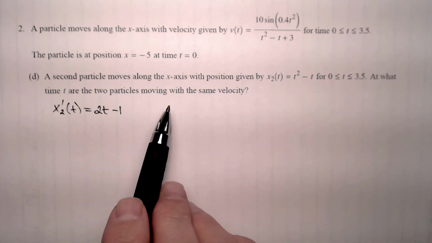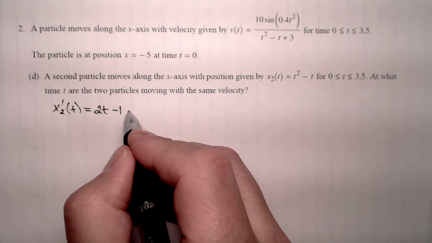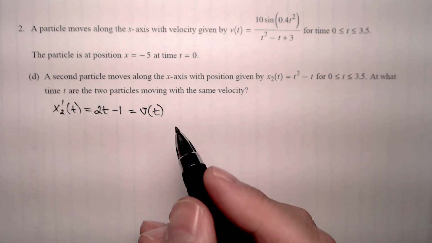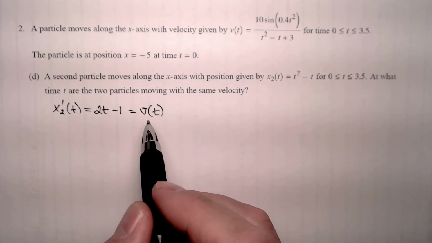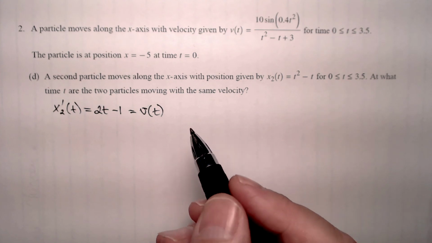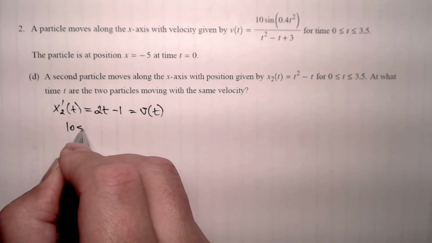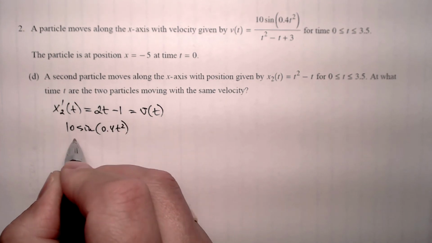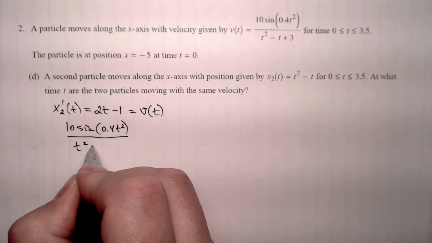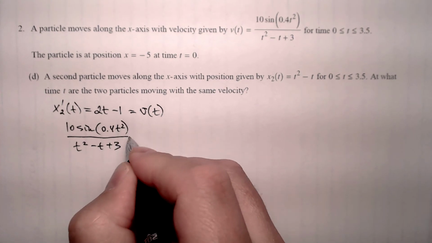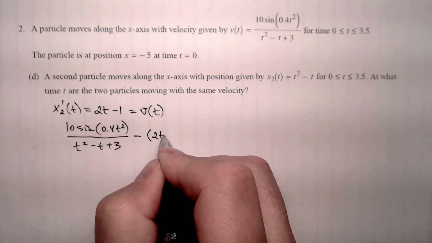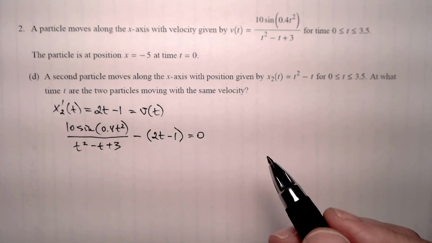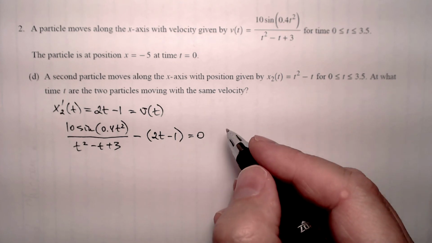And so they will have the same velocity at the time t at which this is equal to v of t. So we can find such t that this is true, or rewrite for the calculator: v of t, which is 10 sine 0.4 t squared over t squared minus t plus 3, minus 2t minus 1 equals 0. We need to find all the solutions of this expression, and we'll do that with a calculator next.